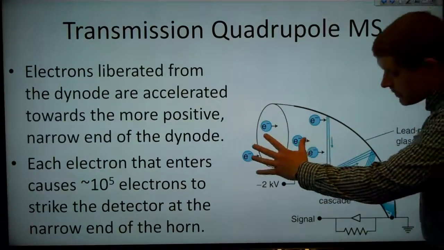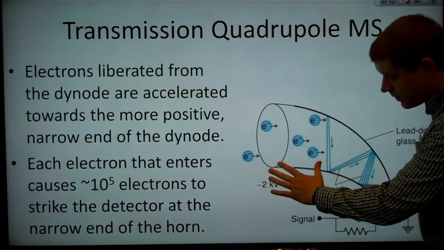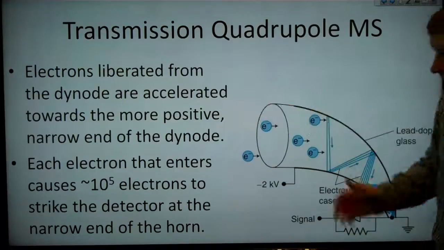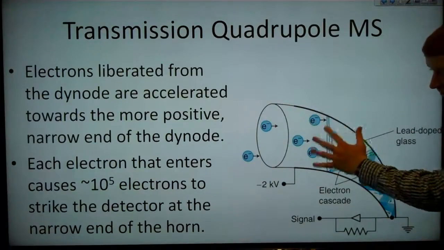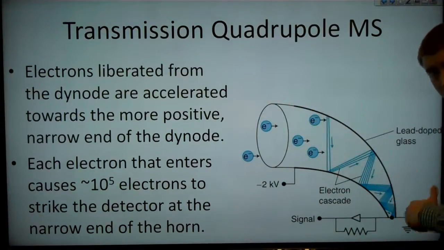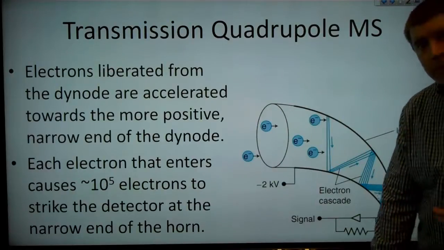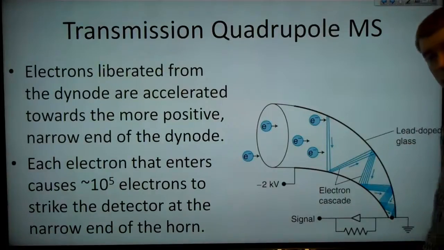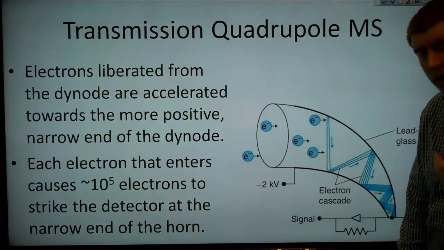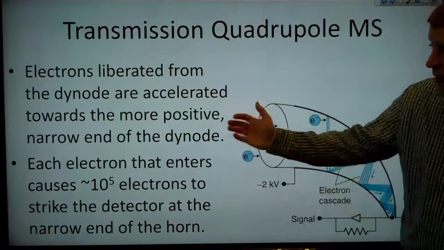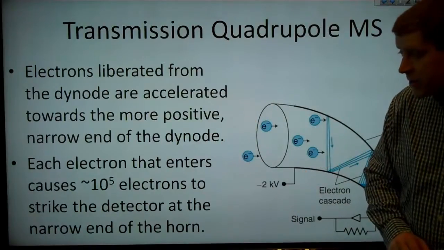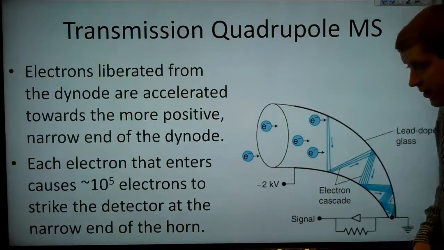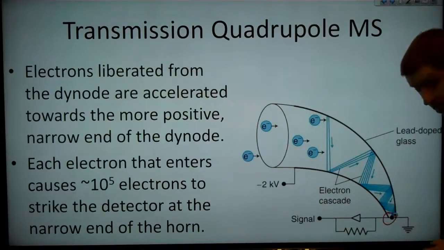And electrons that are liberated from the continuous dynode then are traveling towards the more positive narrow end, which is over here. So those electrons bounce back and forth, and every time they bounce, they're releasing additional electrons. Then those electrons continue closer to the narrow end, and so on. And so each electron that enters our continuous dynode here causes something like 10 to the 5 electrons to strike our detector over here at the narrow end.